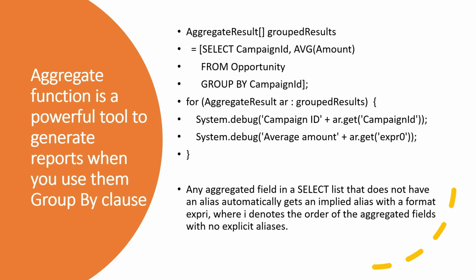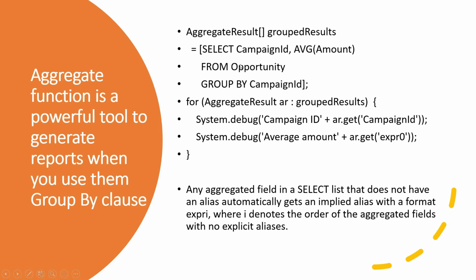Aggregate functions are a powerful tool to generate reports when you use them with the group by clause. So here we are using the group by clause. Again we are storing the result in an AggregateResult array, and what we are doing is select CampaignId, AVG(Amount) from Opportunity group by CampaignId. Now we are looping the groupResults, and with the AggregateResult variable ar we use System.debug campaign id, ar.get CampaignId, and System.debug average amount, ar.get expr0.